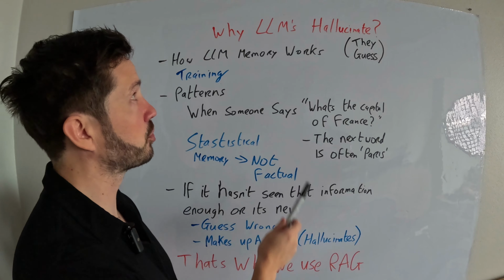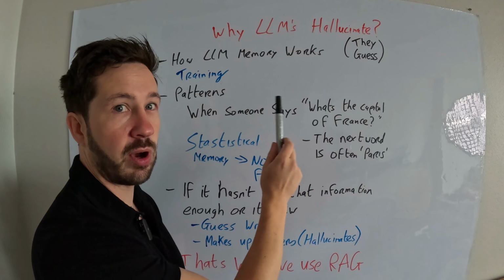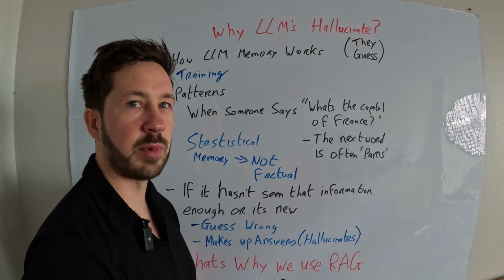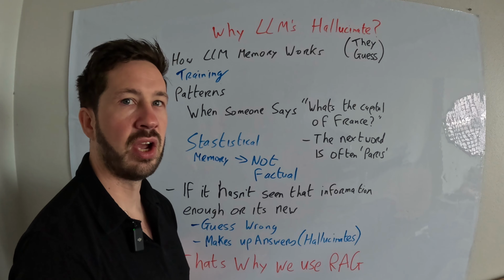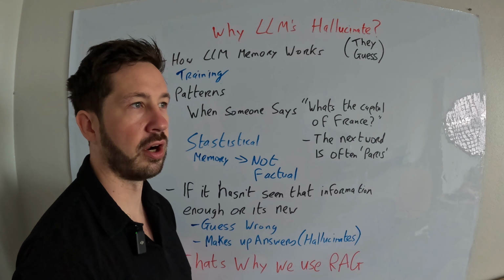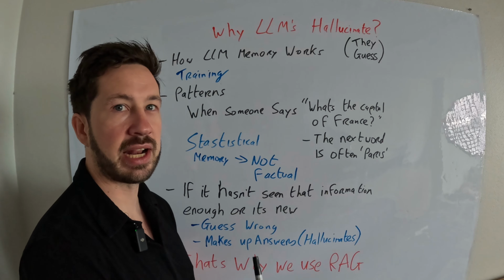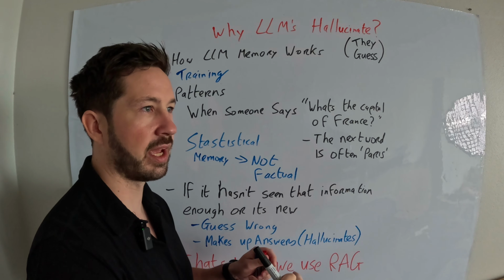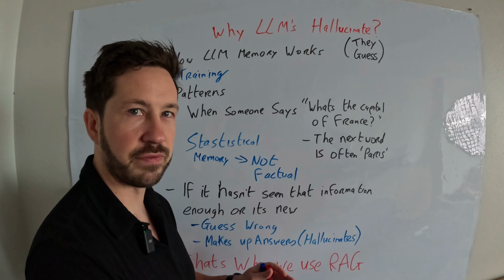Hey guys, so today I'm going to go through why LLMs hallucinate. And what I mean by LLMs is large language models. So stuff like ChatGPT, or Gemini by Google, or Anthropic's Claude. These are large language models. They form the foundation of a lot of the AI stuff you hear about nowadays.